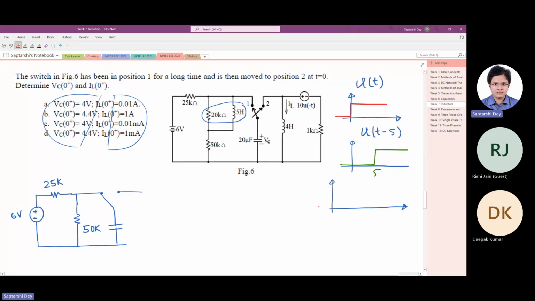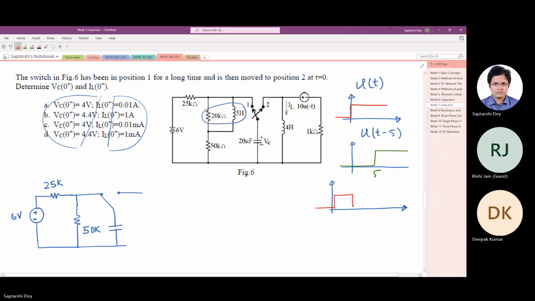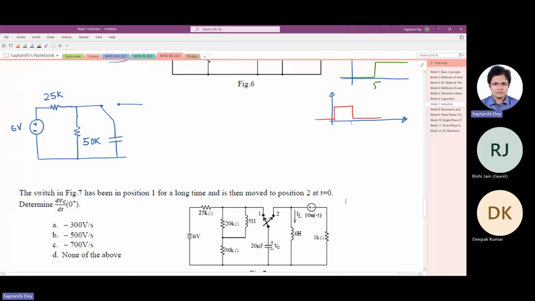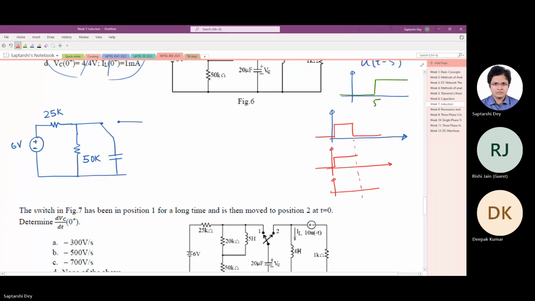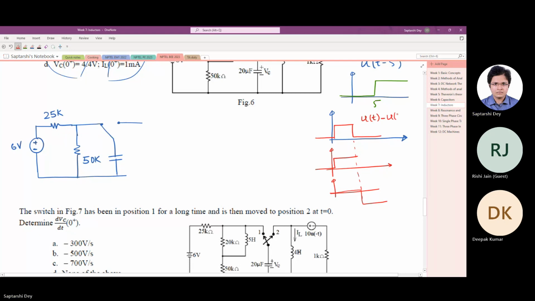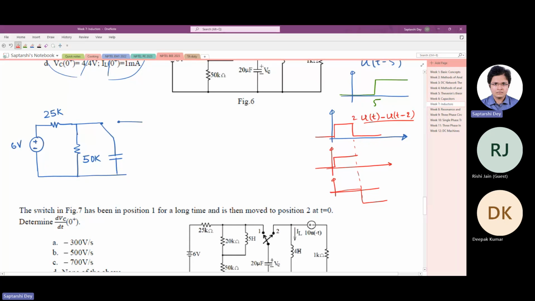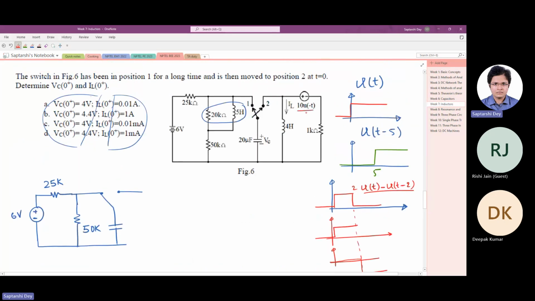Say for example, if you have a pulse like this, you can break it into two. One is something like this, another one is something like this. So it would become u(t) minus u(t minus 2). This will give you this pulse. Anyway, so now the question here, you see it's written u(minus t). U(minus t) basically means minus u(t). It's an odd function. Okay, it's minus u(t).